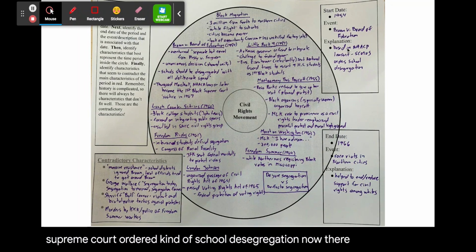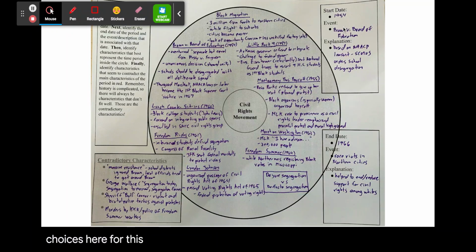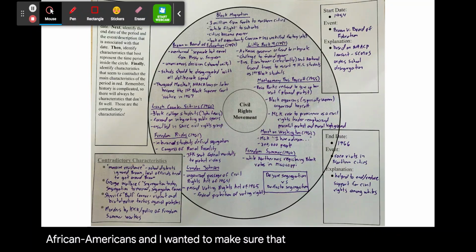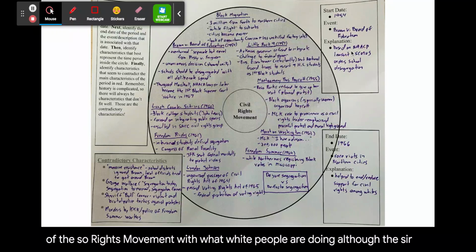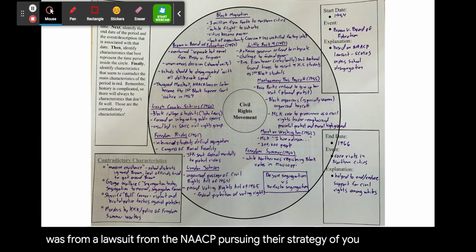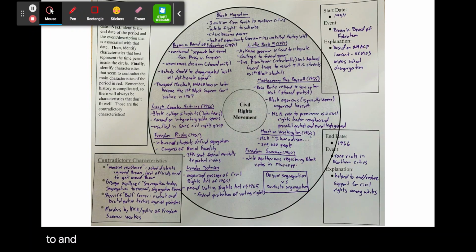Now, there can be different choices here. I chose this because it does result from an action of African Americans, and I wanted to make sure I wasn't putting the beginning of the civil rights movement with what white people are doing. Although the Supreme Court was white people at the time, it's important to note this was from a lawsuit from the NAACP pursuing their strategy of using legal means to end segregation.